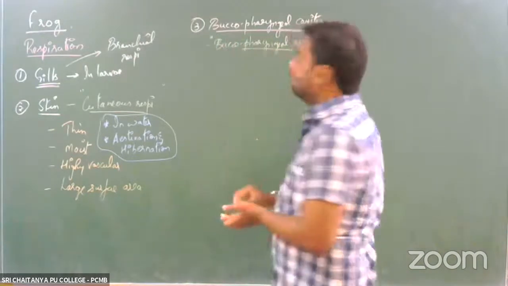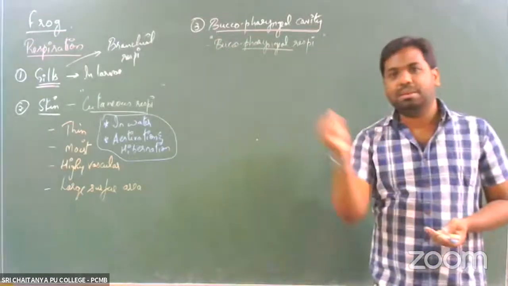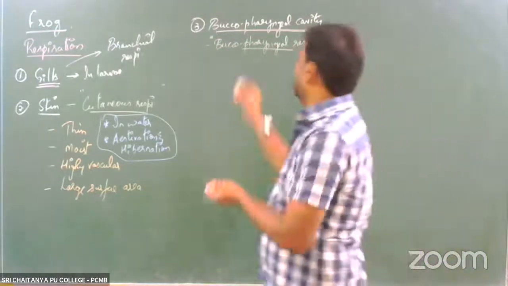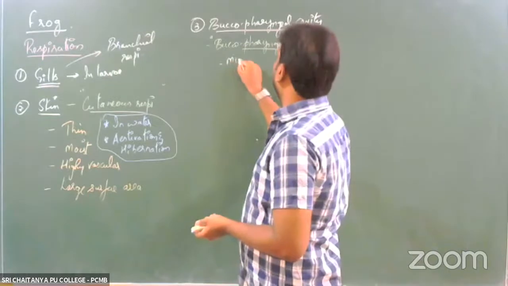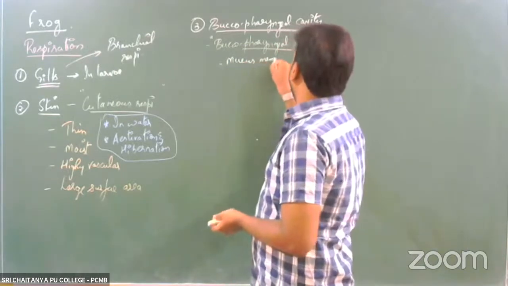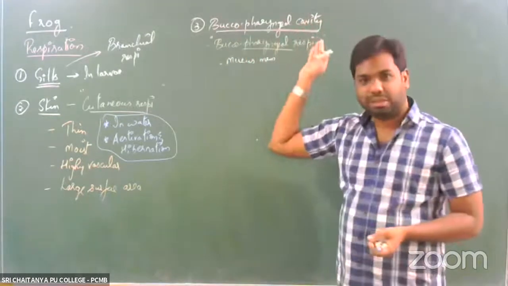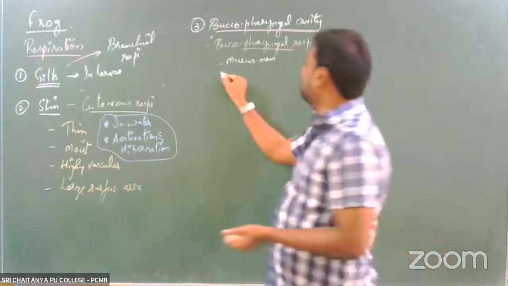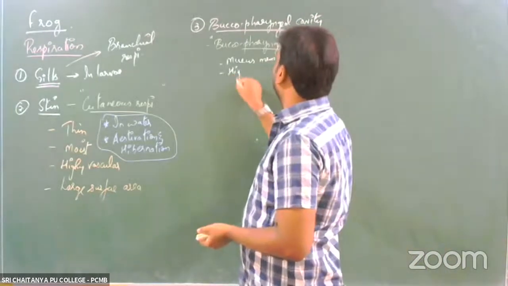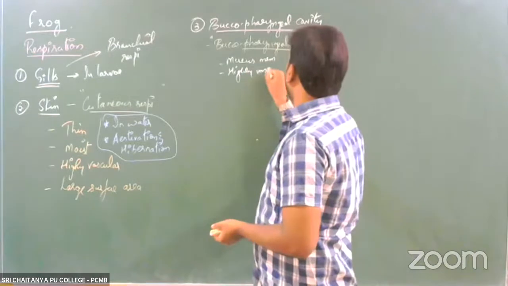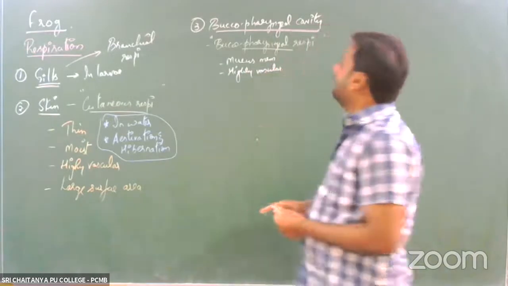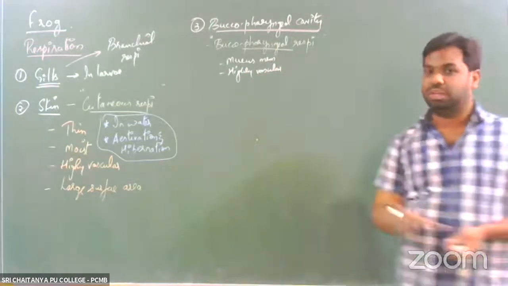Now, lining the buccal cavity, there is a thin membrane that is present, which is the mucous membrane. So a thin mucous membrane lines the buccopharyngeal cavity, and it is also said to be highly vascular. Because of these reasons, it acts as an ideal respiratory surface in these organisms.